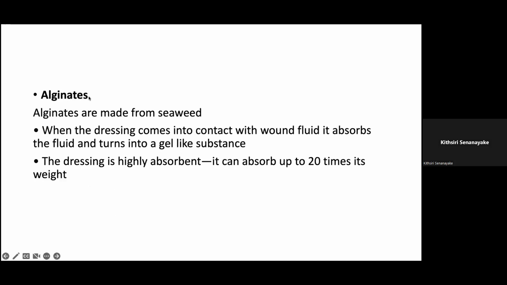Alginate dressings. If you search, you can find hundreds of commercial types of alginate dressing. Alginate dressings are made from seaweed, so they absorb lots of fluid. The dressing is highly absorbent and can absorb up to 20 times its weight. So an alginate dressing is a very good dressing if you see a weeping wound, or if your wound has lots of fluid.